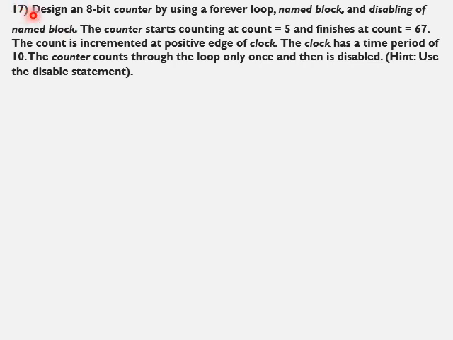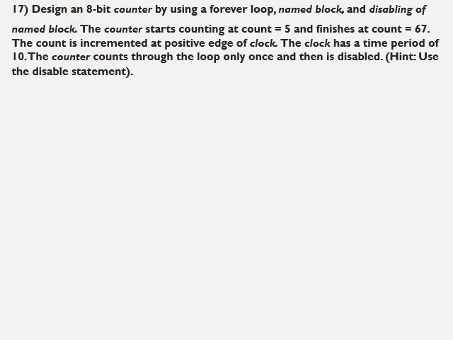Next question. Design an 8-bit counter by using a forever loop, named block and disabling of named block. The counter starts counting at count equal to 5 and finishes at count equal to 67. The count is incremented at positive edge of clock. The clock has a time period of 10. The counter counts through the loop only once and then is disabled.